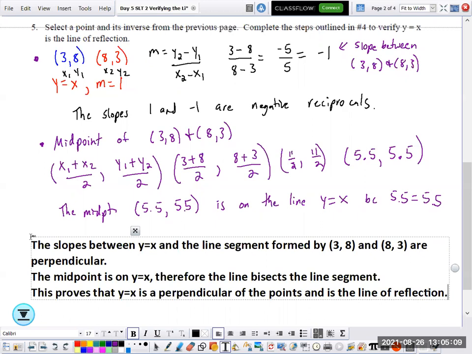Remember, in geometry, we learned that in order for something to be proven as a line of reflection, it has to be the perpendicular bisector between the image and the pre-image. By selecting two ordered pairs from our set, one image, one pre-image, the image being (8, 3), the pre-image being (3, 8), and now showing that the slopes between y equals x and the line segment are perpendicular, and the midpoint is a bisector, we now have proven that y equals x is the line of reflection.